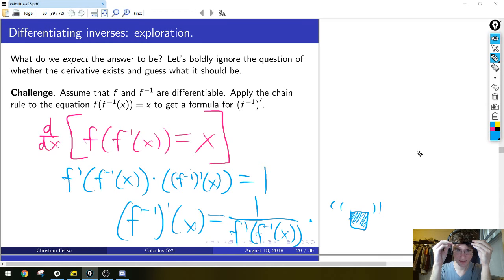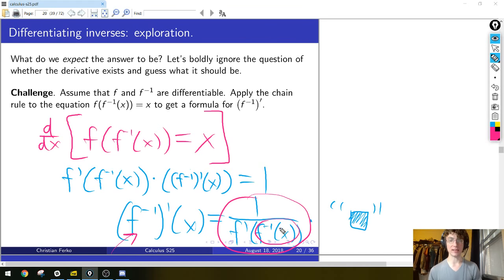So the derivative of the inverse is the inverse of the derivative. Yeah, but you're using the word inverse in 2 different ways in that sentence. Oh boy, I didn't even realize that. The derivative of the inverse function is the multiplicative inverse, 1 over the derivative of the original function evaluated at the point, which is the f inverse of x.